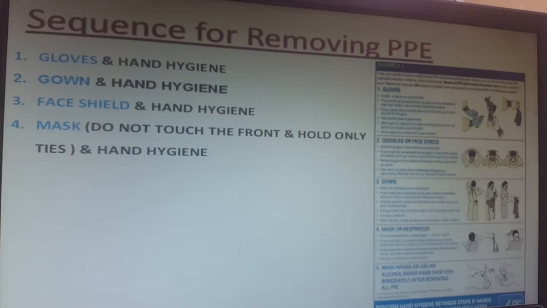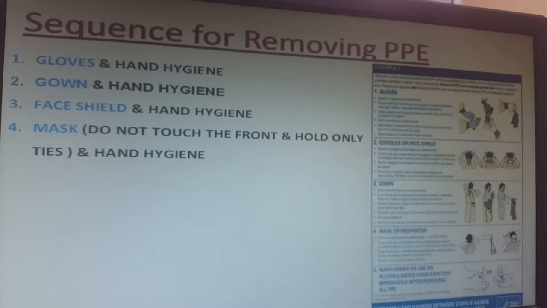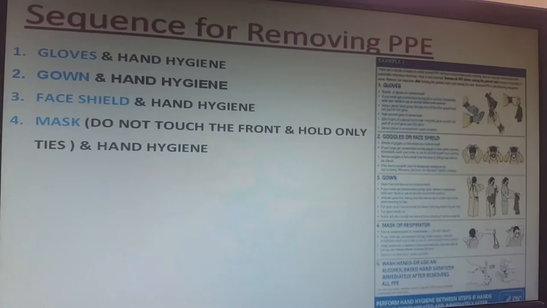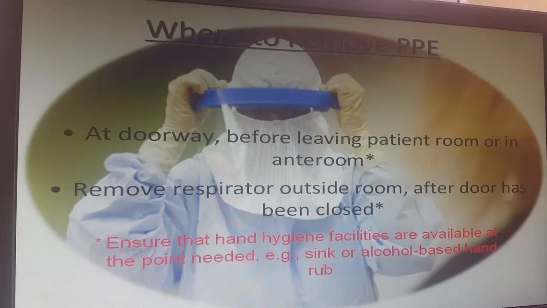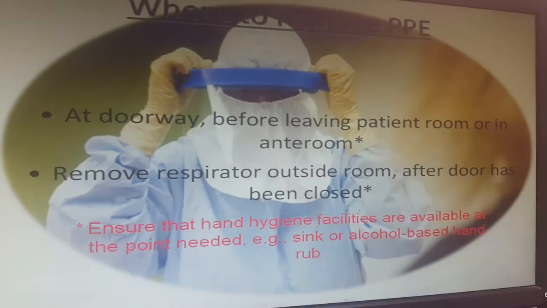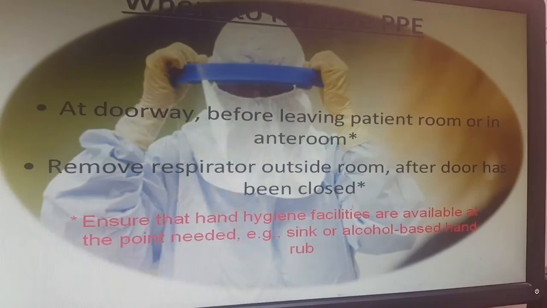You know, during your presence in the patient room, the air is infected, the air is spoiled. So don't remove this respirator. The respirator should be removed outside of the patient room. Okay, where to remove? The doorway before leaving the patient room or in the anteroom. I will remove all of my PPE before leaving the patient room. Only remove the respirator outside of the patient room.